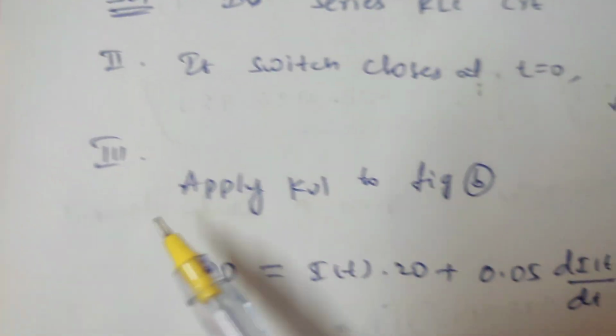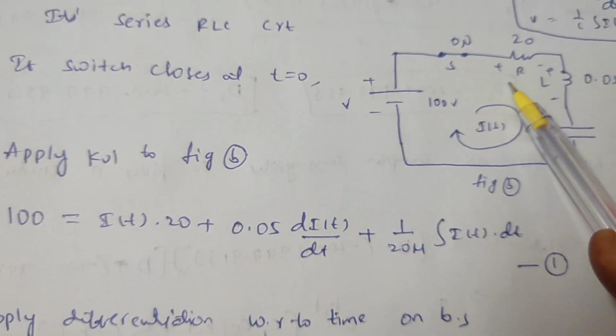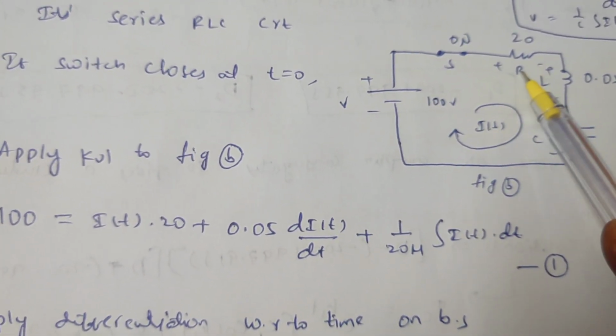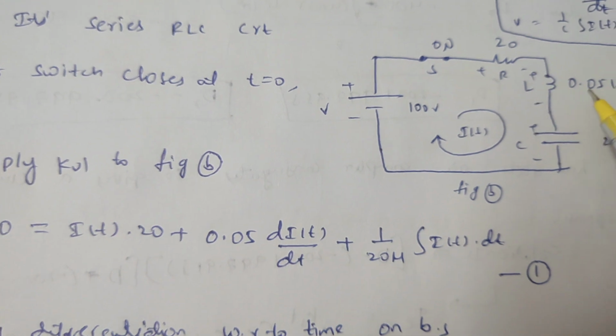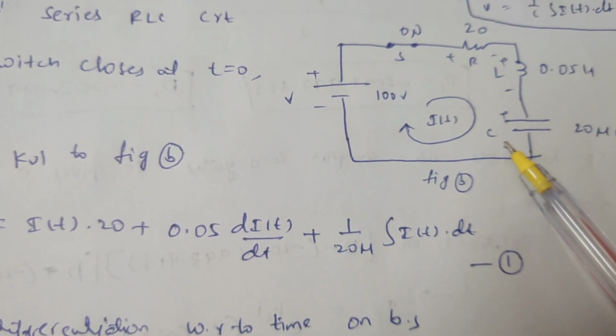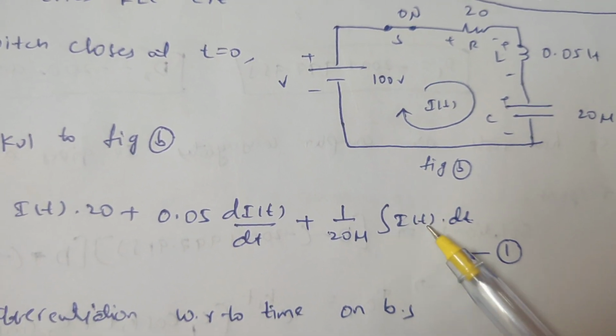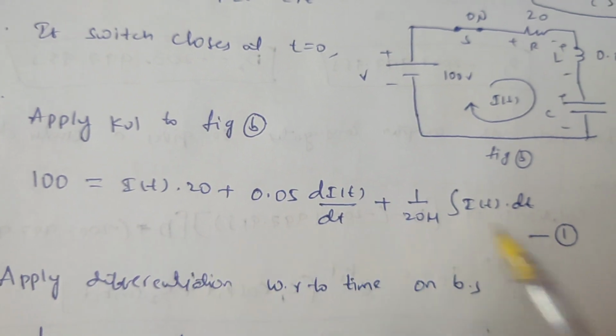Simply apply the KVL equation to this figure. By applying KVL, this 100 volts is going to develop across the resistor, i(t) into R, which is 20, plus the inductor, 0.05 into di(t) by dt, plus the capacitor, 1 by C integral of i(t) dt, where C value is 1 by 20 micro into the integral of i(t) dt. Make this equation number 1.